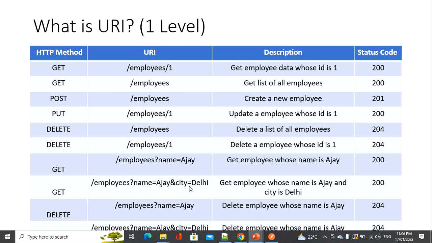Now I'm passing two query parameters, name equal to Ajay and city equal to Delhi. So I'm interested in looking at employee data whose name is Ajay and who resides in Delhi. Similarly with DELETE, if I pass the endpoint slash employee question mark name is equal to Ajay, then what does it mean? Internally it will delete all the employees' information whose name is Ajay at the server. Here the status code is 204. So this is the first level.